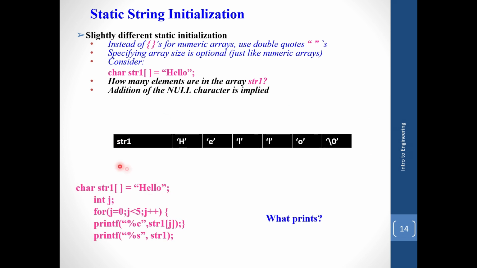Let's look at this example here. char, string 1. We haven't declared how big it is, but we've set it equal to hello. Remember, this adds the null for us. And then we have a for loop. This for loop has a bracket around this line, so we're going to print one character, right, %c, of string 1 going through our for loop. So starting at 0 and going to 5. And then we're also going to print out the string just as is. Remember, printf can take many, many different data types.